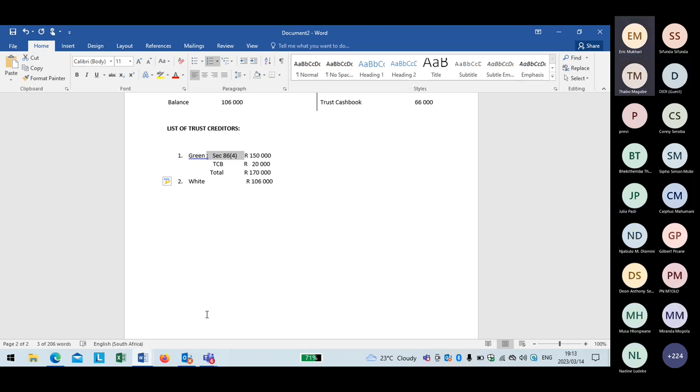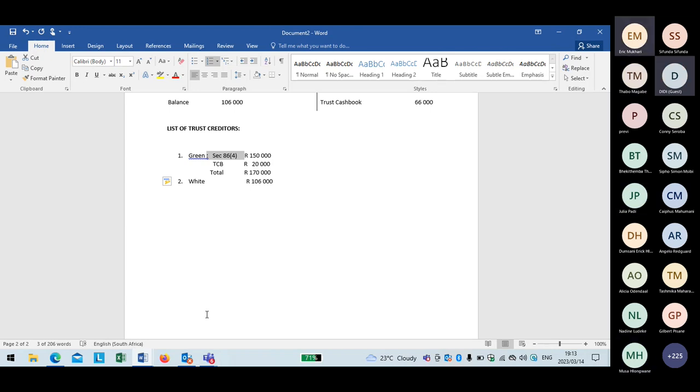While we're on that one, Prof, the trust cash book, do we list the balance as well? Yes, the trust cash book, for you to see how much in total you have. All right. Thank you.